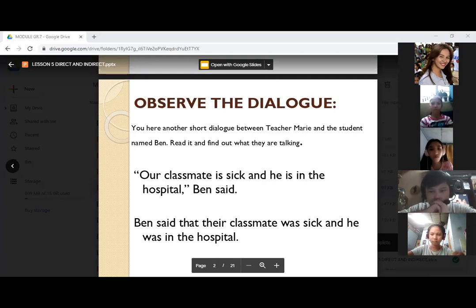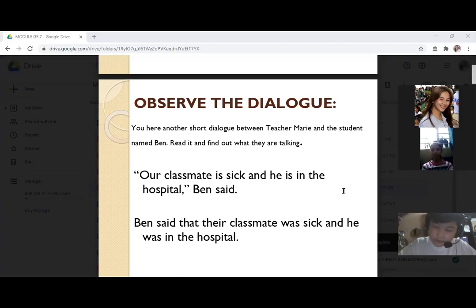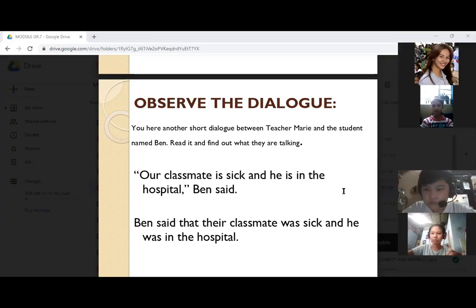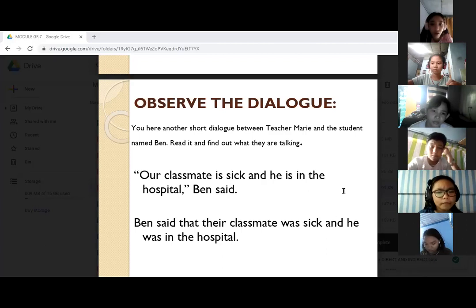Now, in this case, "Our classmate is sick and he's in the hospital," Ben said. Okay, Rave, you've raised your hand. Anyone? What punctuation marks can you see on the first dialogue but are not present on the second dialogue? What do you call those punctuation marks? In the first dialogue, we can see two punctuation marks. What are those? Yes, Gabriel Pedrola.